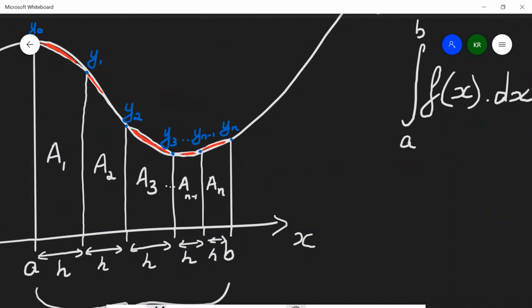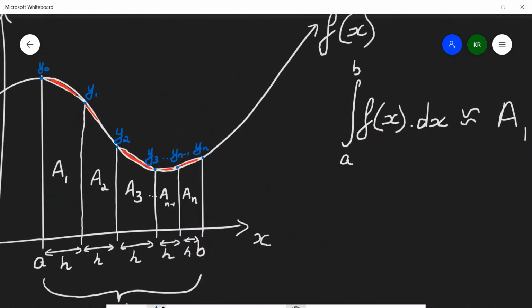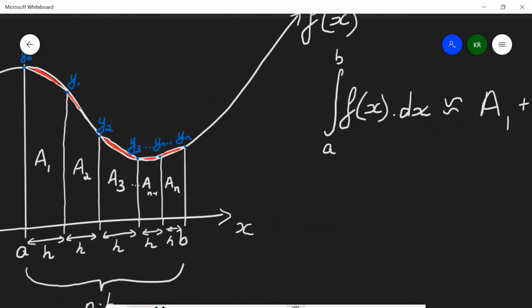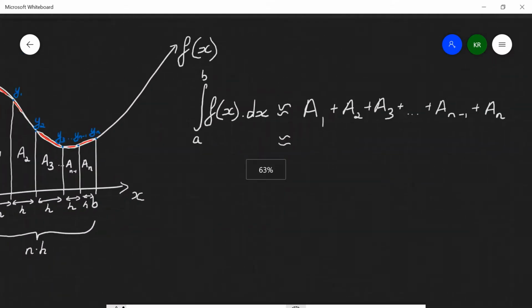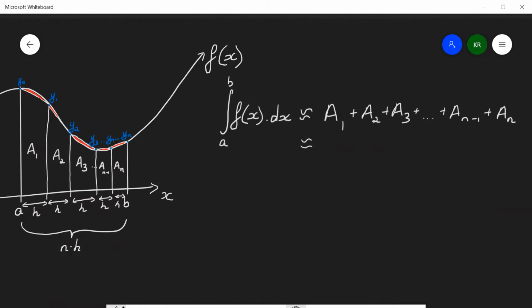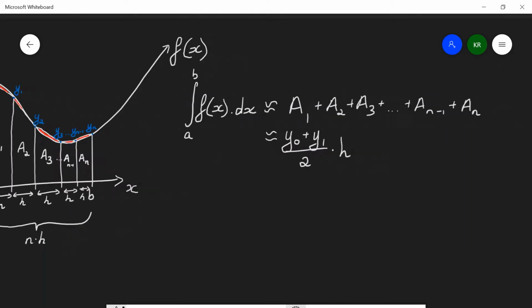I'm not going to prove it, but the area of a trapezium is just the average of the two parallel sides times the width. So that is going to be, well, A1, you can see it's the distance y0 and the distance y1 at the two parallel sides. So that's just going to be y0 plus y1 over 2 times the height times the width, right?